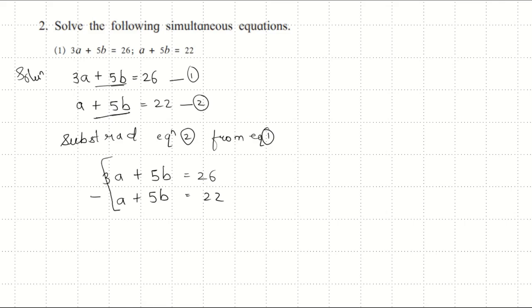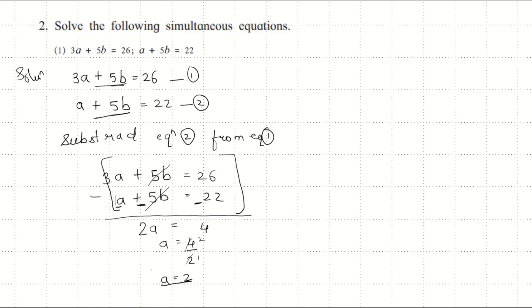Whenever there is a subtraction, the signs over here get changed. Positive a will become minus a, plus 5b will become minus 5b, and this will become minus 22. So 26 minus 22 is 4, plus 5b and minus 5b will get cancelled. 3a minus 1a will be 2a. Here a is alone, that means there is 1. So 2a = 4, a is equal to 4 upon 2. a is equal to 2. 2 ones are 2, 2 twos are 4.